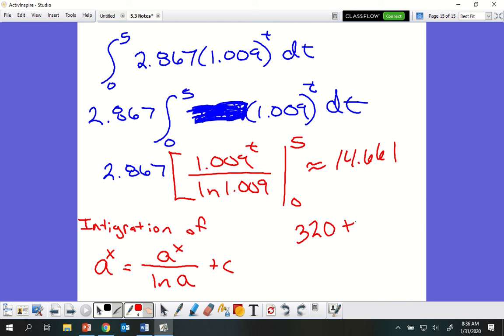This is how much it's changing over the course of this 5 years, right? It started here and then it goes up by this value here. That's the rate of change over these 5 years. So it's going up by that, so I add 14.661, which is going to give me 334.661.